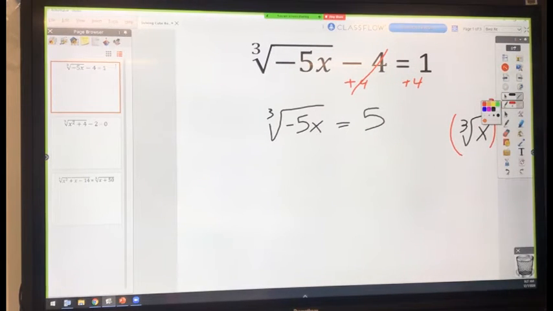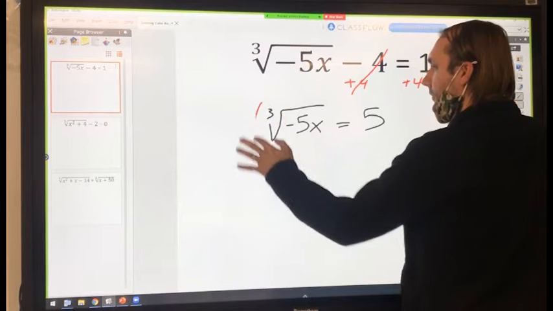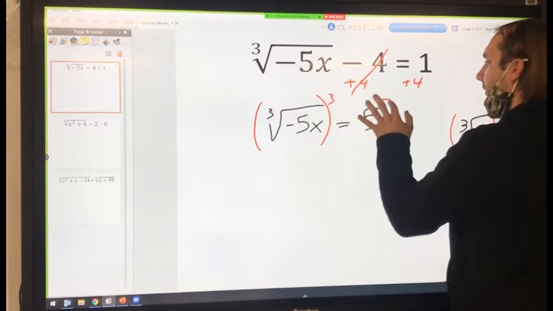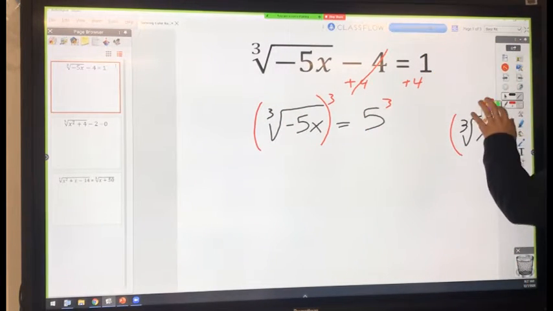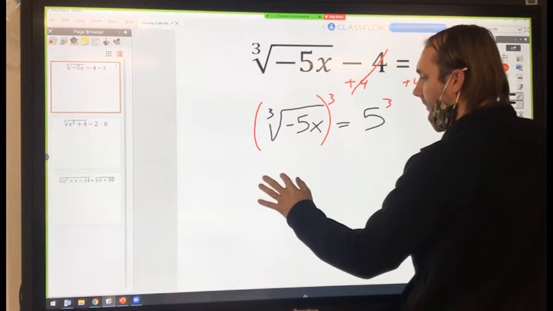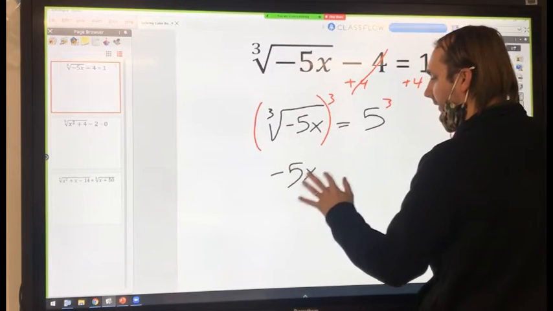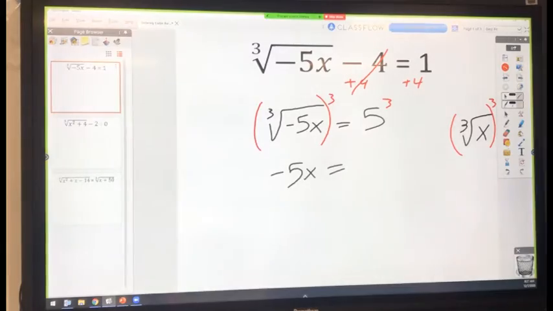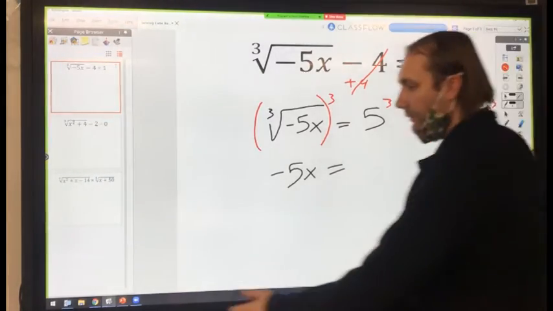And now, how do you get rid of a cube root? Well, you cube it. So raise it to the 3rd power. The radical disappears. I get a negative 5x on this side. And what is 5 cubed? 125.